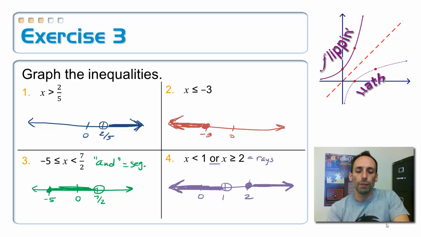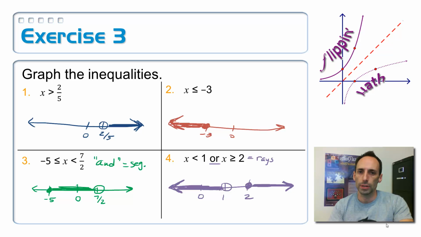And then finally, number 4 is an or. I know those are going to go like this. Rays in opposite directions. And the first one is 1. It is an open circle pointing to the left. And then I have a 2. It's colored in, equal, and pointing to the right. Not too bad, not too bad.